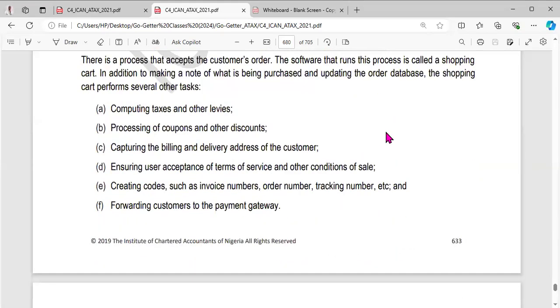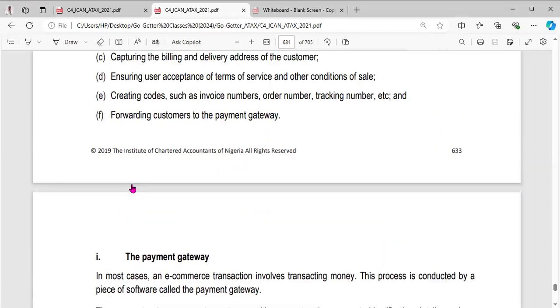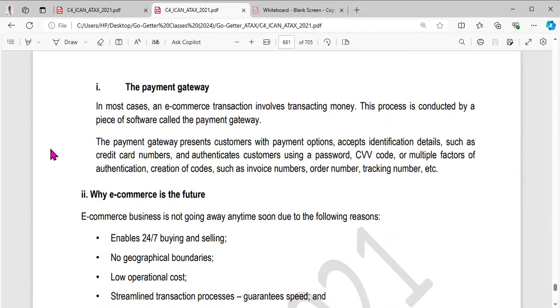All right, so we talked about payment gateways. In most cases, e-commerce transactions involve transacting money. This process is conducted by a piece of software called the payment gateway. The payment gateway presents customers with payment options, accepts identification details such as credit card numbers, and authenticates customers using their password, their CVV code, or multiple factors. Sometimes you see them creating OTPs.